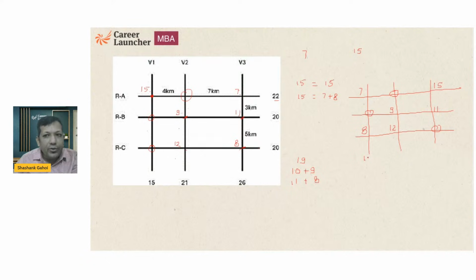Do all my values match? 21. This is going to be 26. This is going to be 22. This is going to be 20. And this is going to be 20. Do they match? Yes. The arrangement is exactly the same. I have just replaced 15 with 7 and 8. My answer is definitely the same.